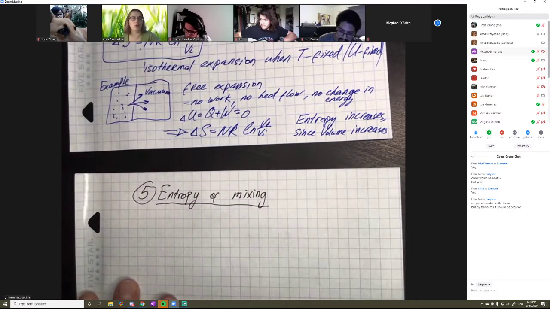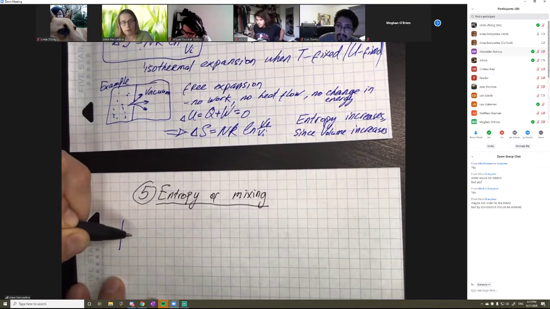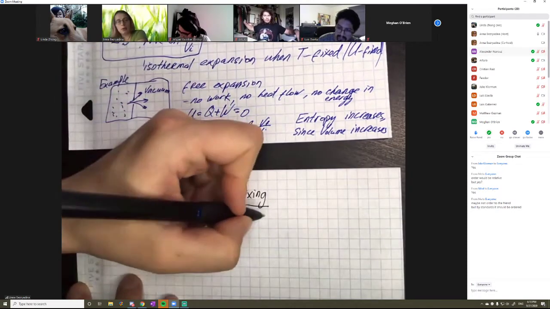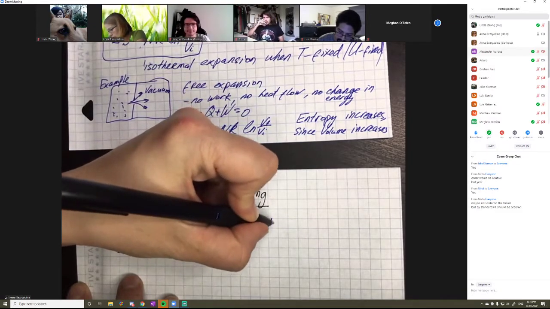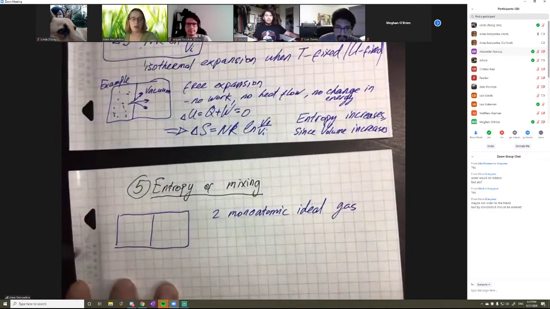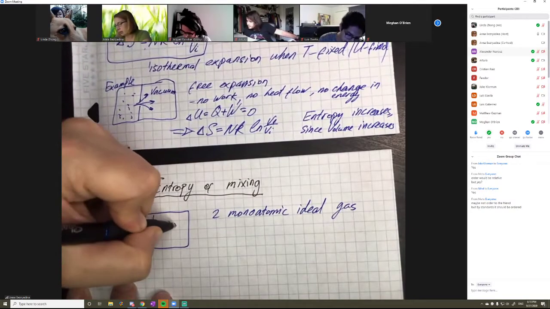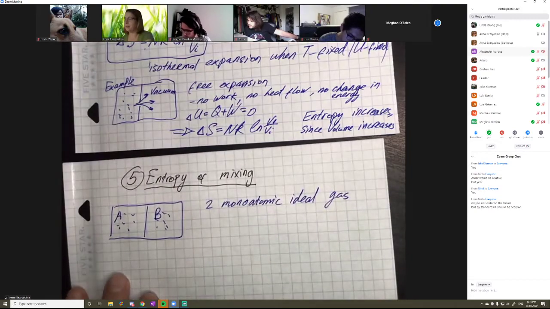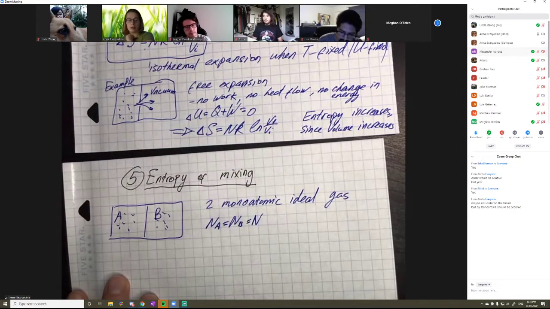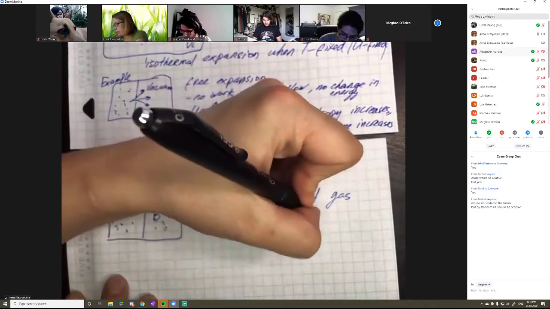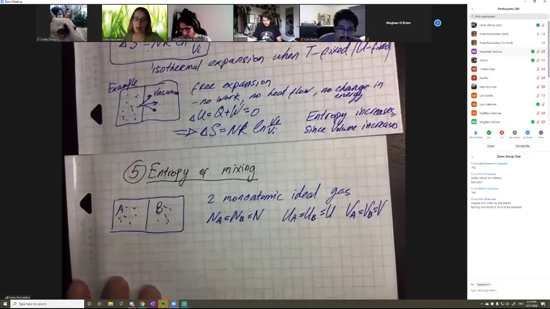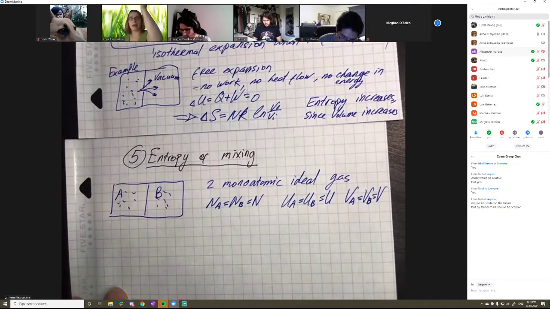So we have two monatomic ideal gases. We have gas A here, and gas B. Let's say for simplicity that there is the same amount of gas molecules, the energy is the same, and the volumes are originally the same. We have a separation between them, and then we remove the separation.